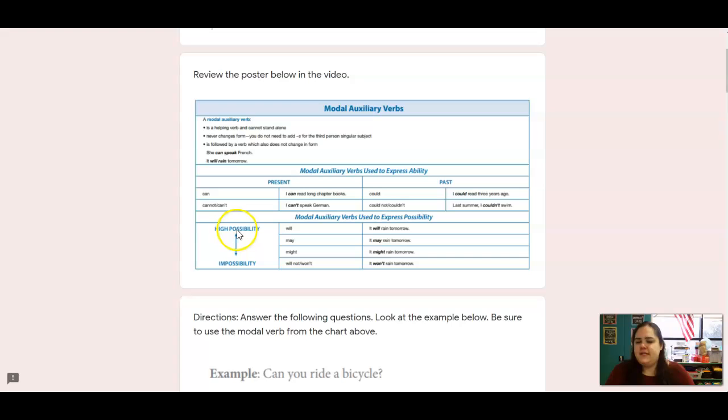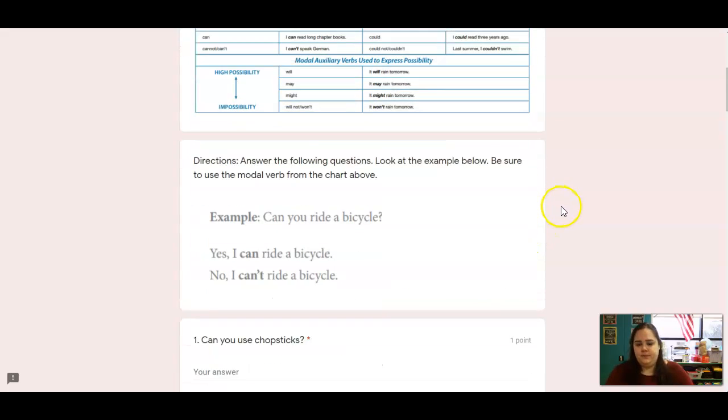So if this is a high possibility of happening, like it's going to happen no matter what, we're going to use the word will. The lower chance of that happening, the words change. So may would be next, and then might, and then if it's not going to happen, we will say won't or will not. So these are auxiliary verbs or helping verbs. They're added on to another verb to complete the sentence.